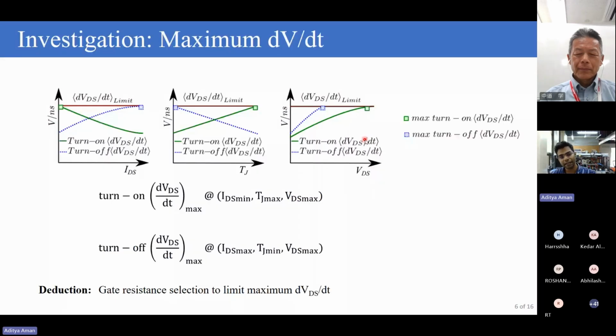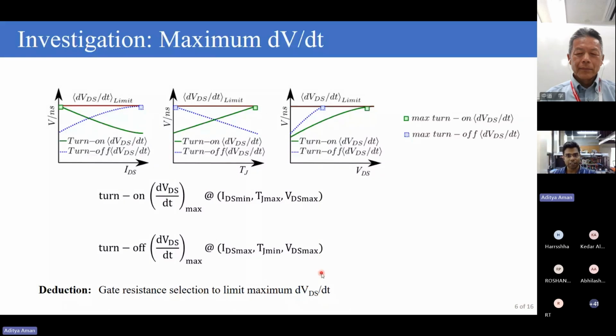Now, we have investigated the impact of each of these parameters on dV by dt individually. To figure out the global maxima of dV by dt as each of these three parameters vary, we are trying to inspect the point where it would occur. Just by inspection, we can understand that the turn-on dV by dt is going to be maximum at minimum current, maximum junction temperature, and maximum voltage. So this is going to give you an operating point at which the turn-on dV by dt is maximum. Similarly, by inspection, the turn-off dV by dt maximum point can be obtained.